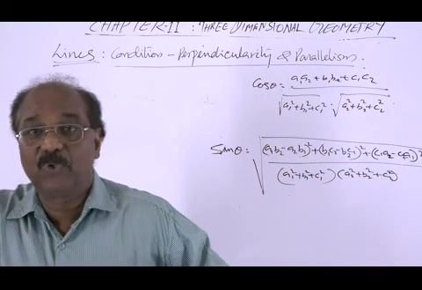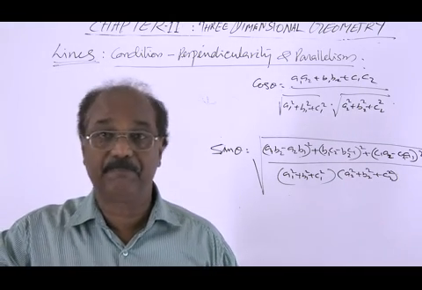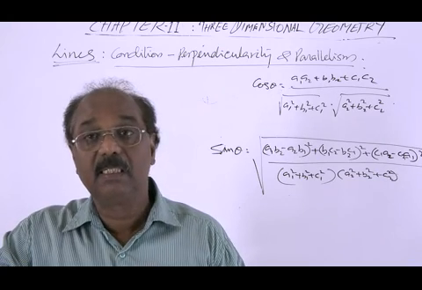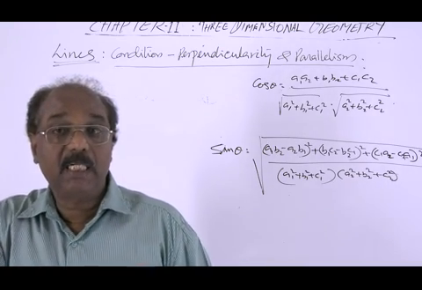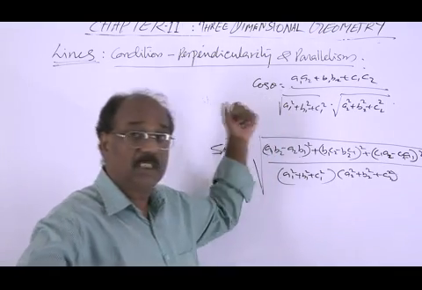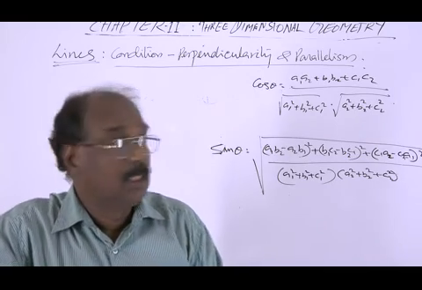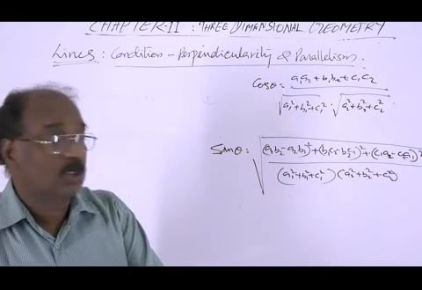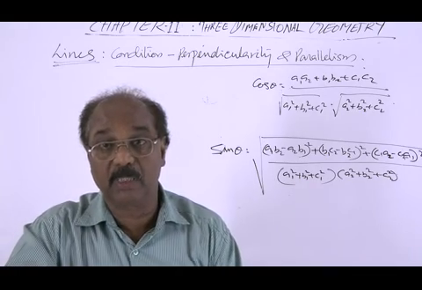Now, condition for perpendicularity and parallelism of two lines. We know the angle between the two lines is given by cos theta equal to (a1 a2 plus b1 b2 plus c1 c2) divided by root of a1 squared plus b1 squared plus c1 squared into root of a2 squared plus b2 squared plus c2 squared.